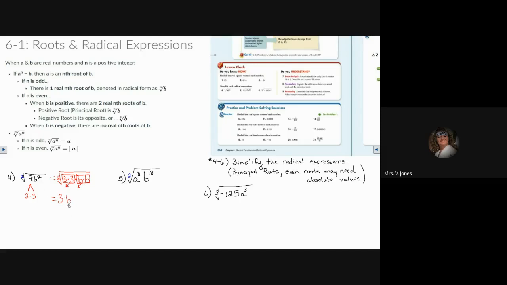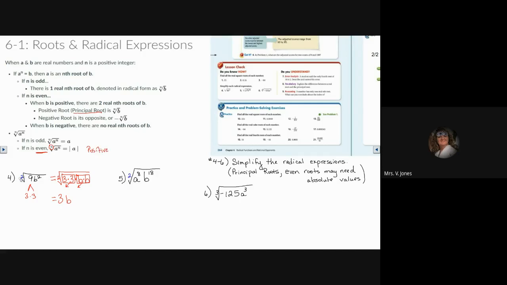Now there's a little trick to this though. I told you that when the radical is there to begin with, we're only concerned with our principal root. Which means when you're taking a square root or a fourth root or a sixth root, an even root, and this number right here is even, then that basically means your answer has to be positive.